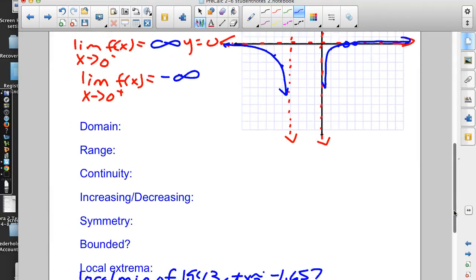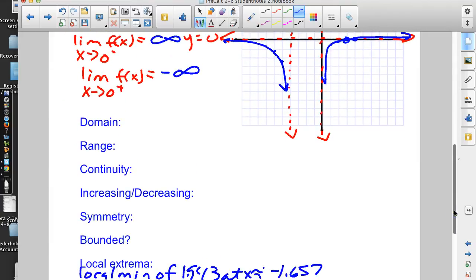Domain. We had some we had to leave out, didn't we? What did we leave out? Vertical asymptotes, where were those? -4 and 0, and we also had a hole, so we can't use that one. What was that one? 3.